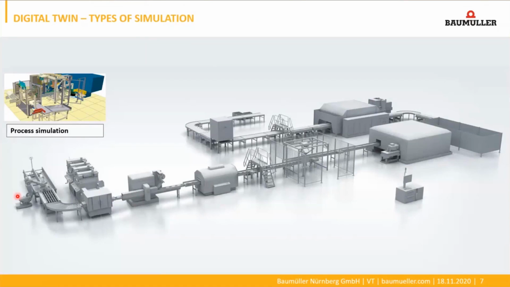First, process simulation. Process simulation is used to simulate an entire production line as shown here in the picture. It optimizes the processes and improves the plant productivity. With the circuit simulation, electronic circuits can be tested for their function and malfunctions.